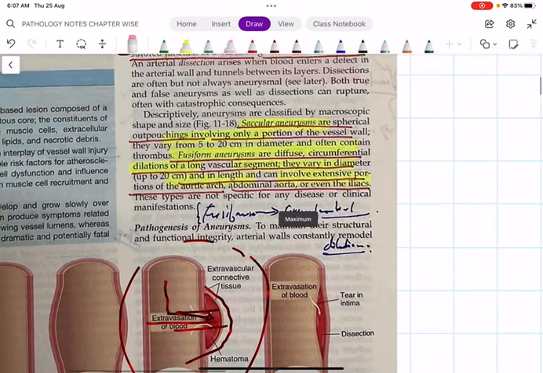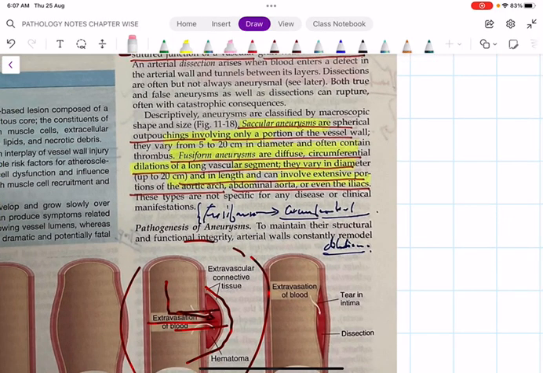So saccular aneurysms are nothing else but an outpouching which involves only a portion of the vessel wall, whereas fusiform aneurysms are diffuse, circumferential, and include a very long vascular segment. These are two types of true aneurysm. So remember, we have true aneurysm and false aneurysm.